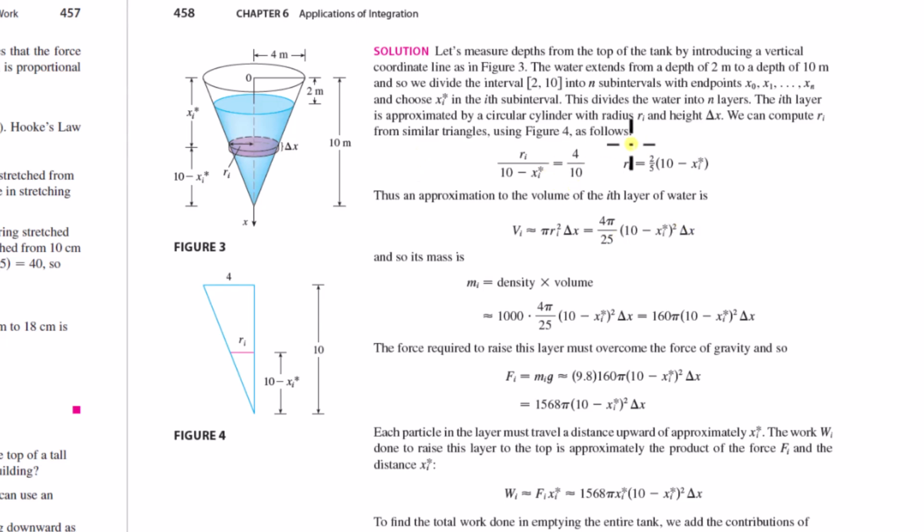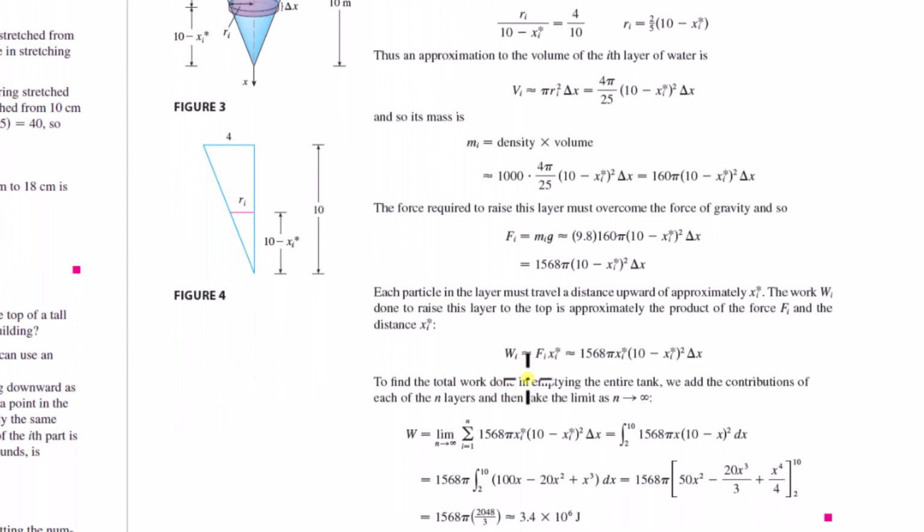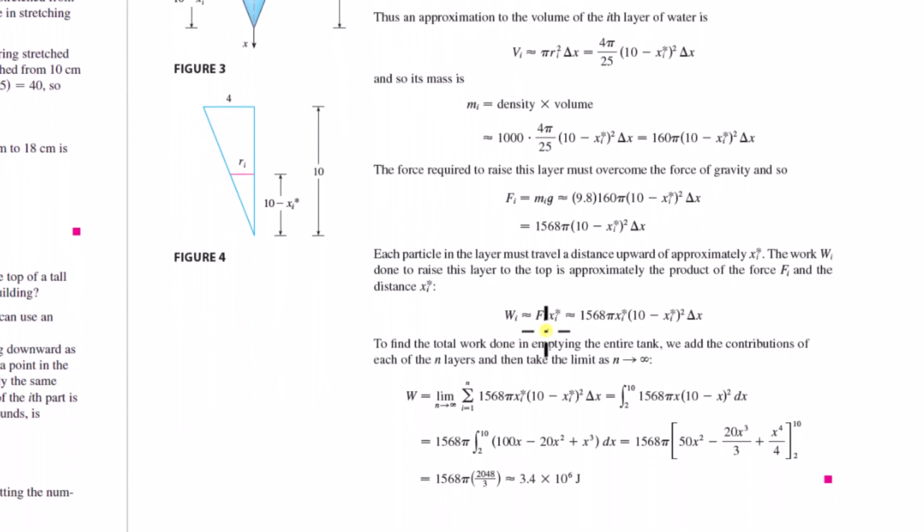And so they do all this. So here they get the radius function, the radius of the disk. Then they turn it into a volume, pi r squared delta x. Then they multiply that by the density of water. That gives the mass of the water. Then they have to multiply it by the acceleration due to gravity to get the weight of the water. And so here's the weight of the water in that disk. Then they multiply that times the coordinate, which is from the top. That's the work done for that little disk of water. And so then you integrate. You want to sum all of those little disks from x equals 2 to x equals 10.